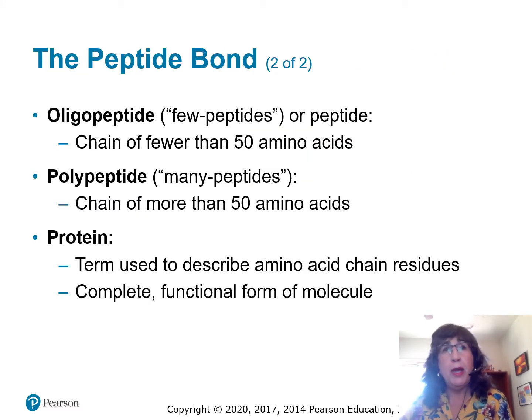So once peptide bonds are formed, we can have oligopeptides, polypeptides, and proteins. I'm going to be honest with you, I hardly ever hear the term oligopeptides, but I definitely hear the terms polypeptides and proteins, and in your book they're used interchangeably. So polypeptide means protein and vice versa.